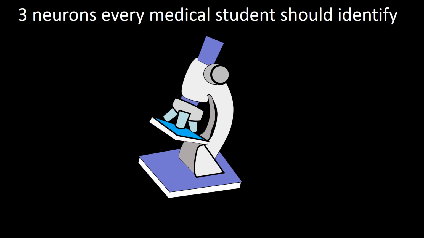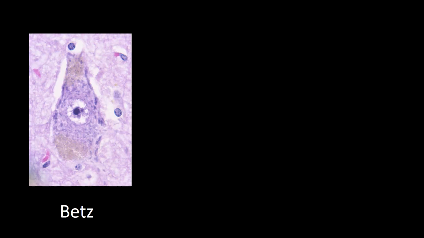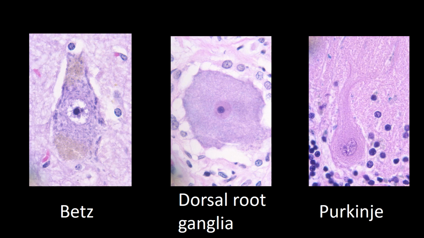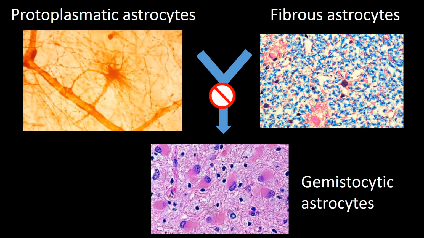Now I will finish this section by showing you the three neurons every medical student should be able to identify on light microscopy: Betz cells of the cerebral motor cortex, dorsal root ganglion neurons, and cerebellar Purkinje cells. The last point I want to make is that when responding to injury, protoplasmic and fibrous astrocytes change shape. Their cytoplasm increases and becomes eosinophilic, and the nucleus is displaced laterally. They are then called gemistocytic astrocytes.